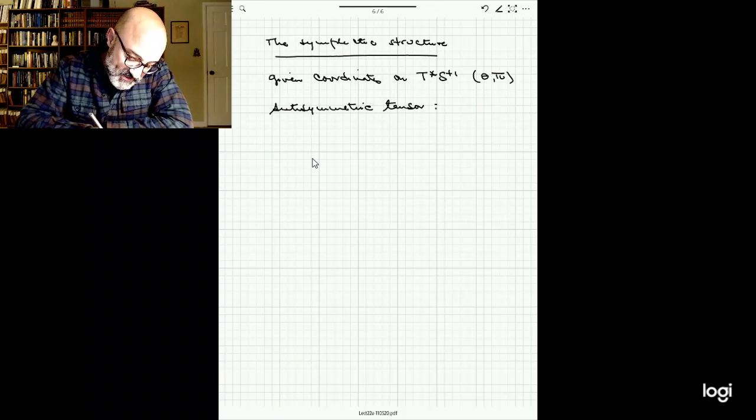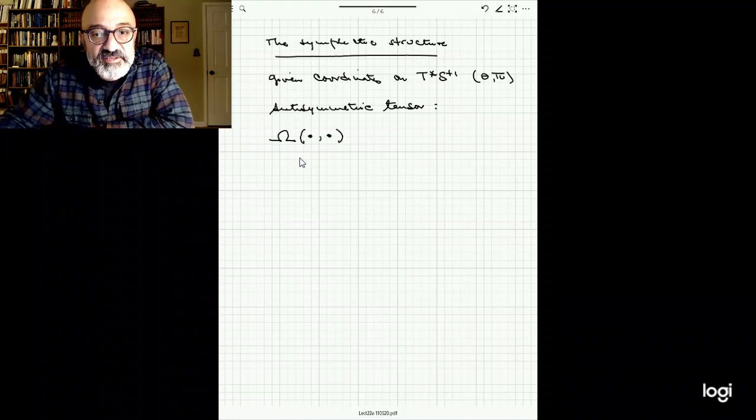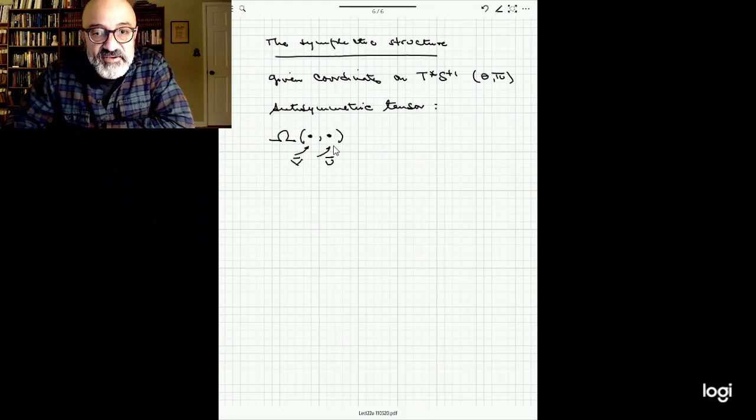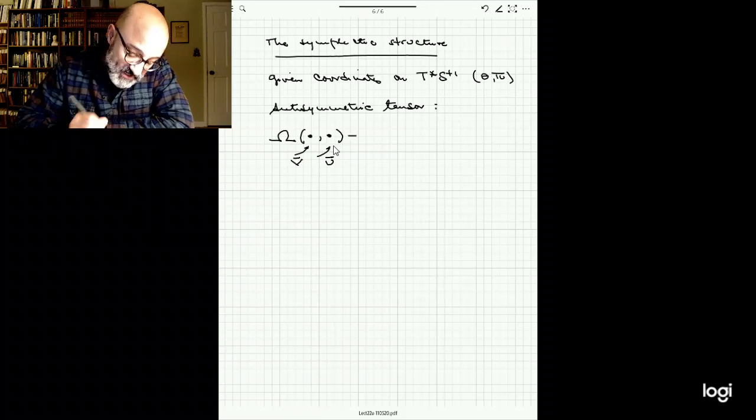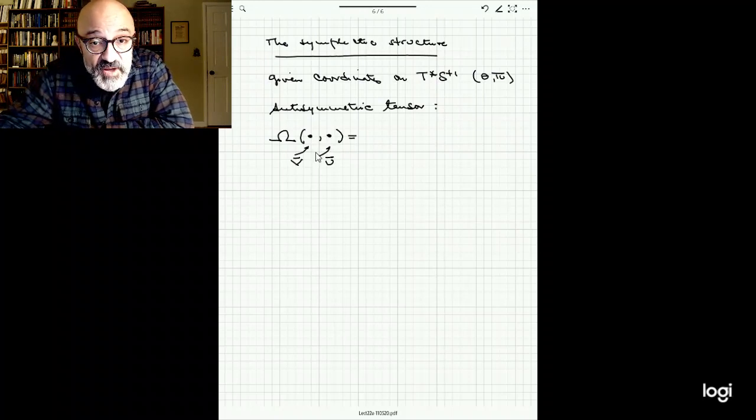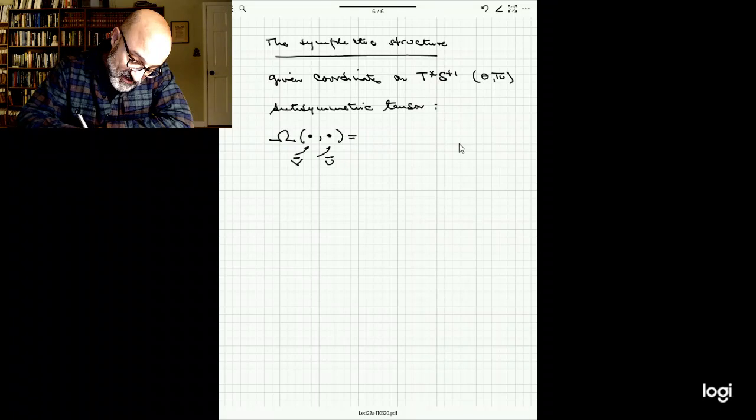This is what the anti-symmetric tensor is. We're going to call it omega, and it's an object that has room to act on two vectors. So we're going to put here vectors. Let's call them V and U. That's what they're going to act on. And this is what the object looks like. When you act with this here, it's supposed to give you a scalar.